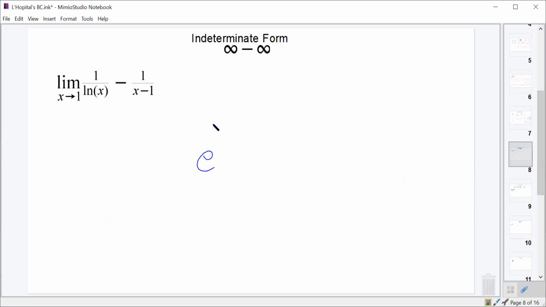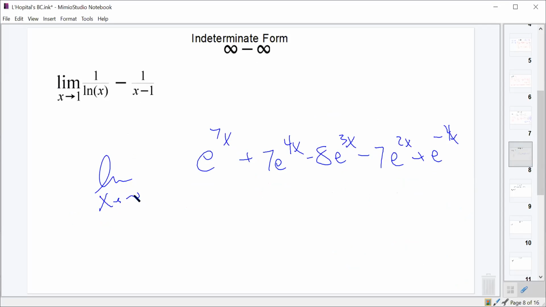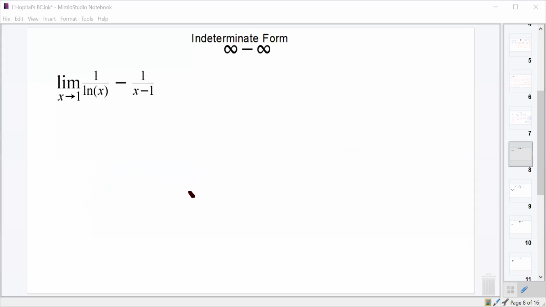Remember I gave you guys something like e to the 7x plus 7e to the 4x minus 8e to the 3x minus 7e to the 2x plus e to the negative 4x. And we were looking at the limit as x approached infinity. Right, this came in infinity minus infinity to make it indeterminate. We did some factoring on that, but most of them don't turn out nicely like that. Most of them are more irritating like this.